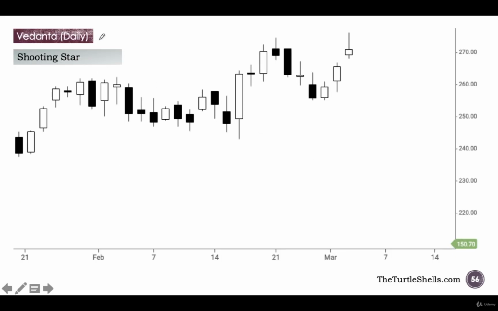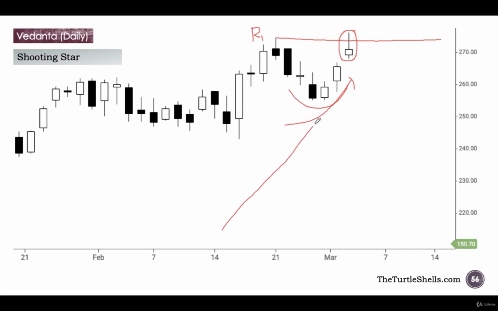This is the daily chart of Vedanta. So you have a nice established resistance line here. So let's call it R1. And you have an uptrend here. So the price has made a nice U-turn here. I would call it a shooting star, but I would be uncomfortable calling it a shooting star because it's not coming after a steep uptrend.